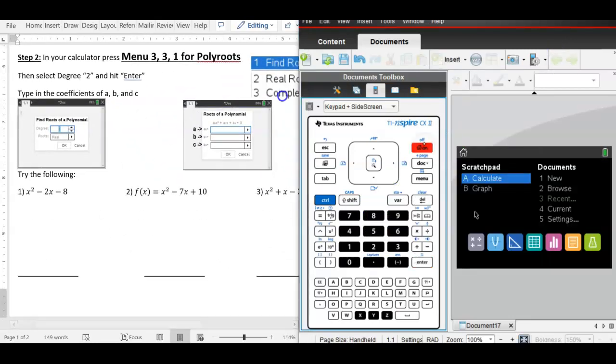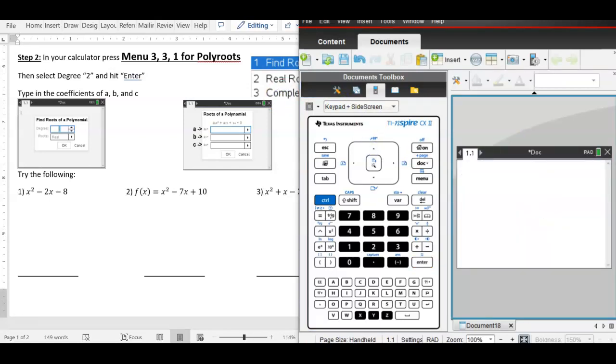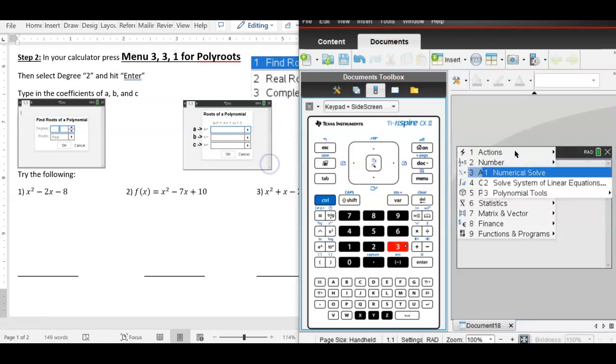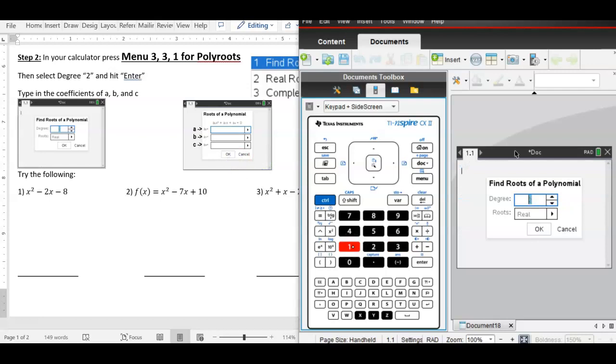Okay, so I'm going to go to a new document, don't save, number 1, and I'm going to press menu 331. Go ahead and try that. Pressing menu 331, right? Menu 3 is algebra, 3 is polynomial tools, 1 says find roots of a polynomial. That's why it's called polyroots, because it's the roots of a polynomial. Polyroots. Okay. Now, once you get there, press OK.